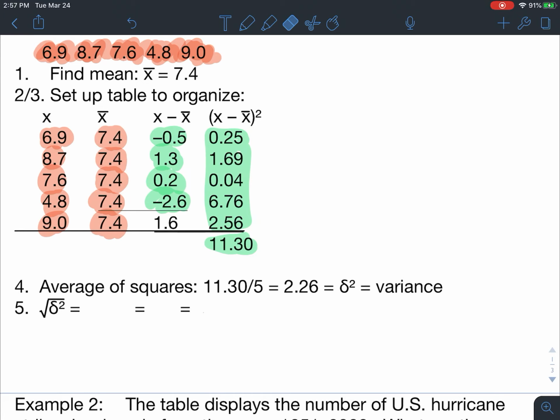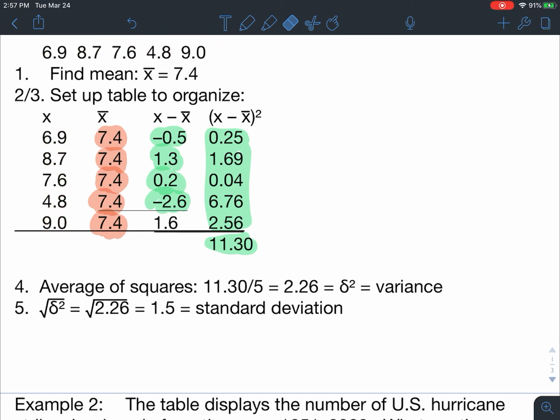If we square root the sigma squared, or we square root the 2.26, we get about 1.5. And that is the measure of the standard deviation. And the measure of the standard deviation tells you basically how spread out the data is, or the data are.